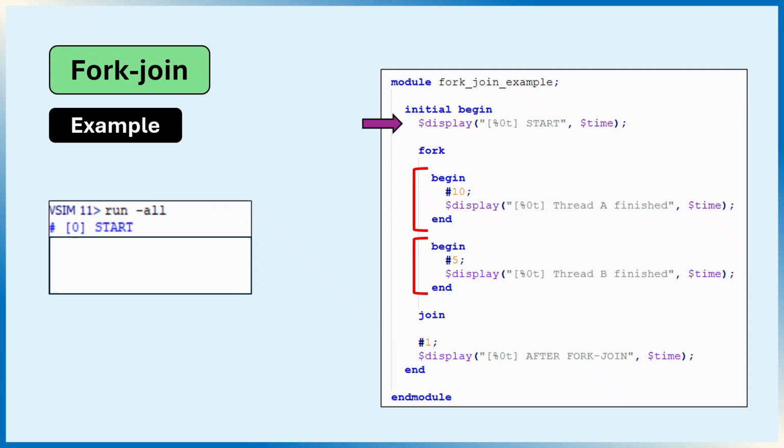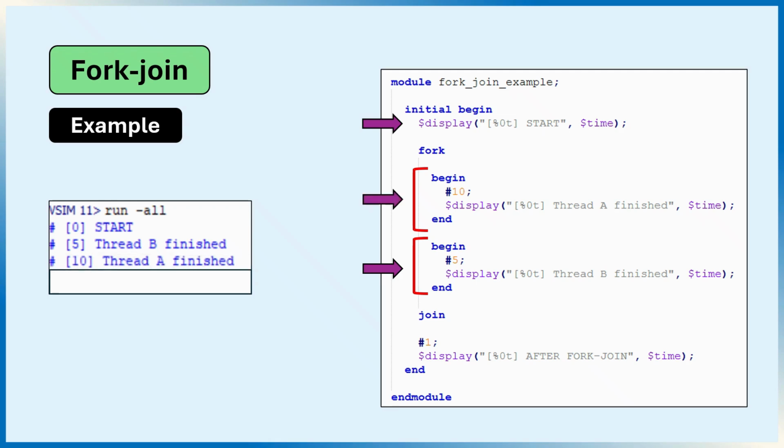Since both threads start together, thread B finishes first at time 5, and thread A finishes at time 10. Because this is fork join, the code waits until both threads are done before moving on. After the join, there is one more delay, #1. At time 11, we print after fork join. That's fork join.